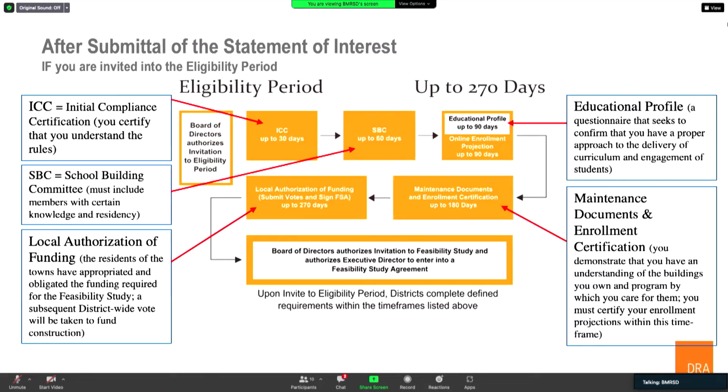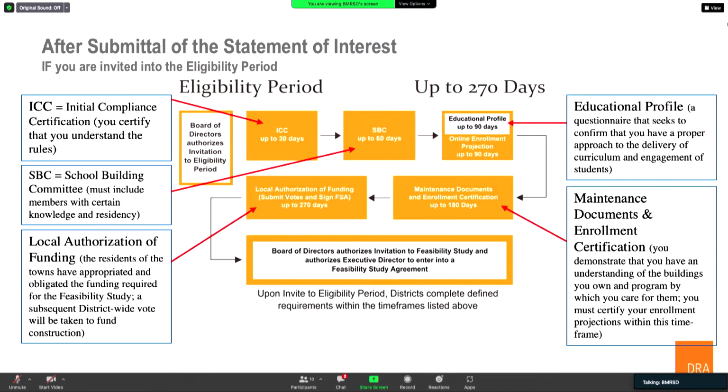Yes, sir. The statement of interest doesn't involve any expenditure of funds. What would your estimate be of the need for funds to do that 270-day and all the steps that are involved? Not much. It's public outreach to make sure that people understand what you're applying for. And because at 270 days, you have to vote to put your share of the money in for the study. And what would be our share of the money going into the study?